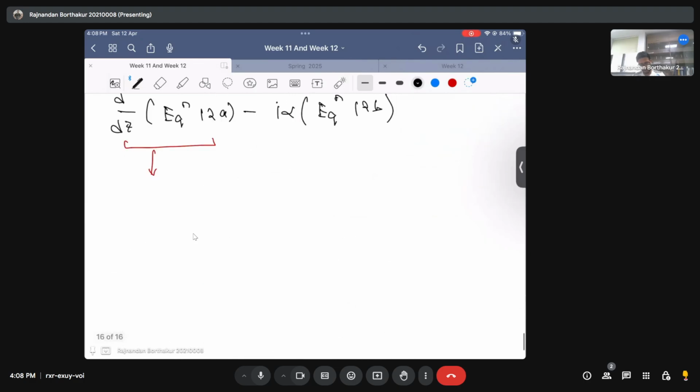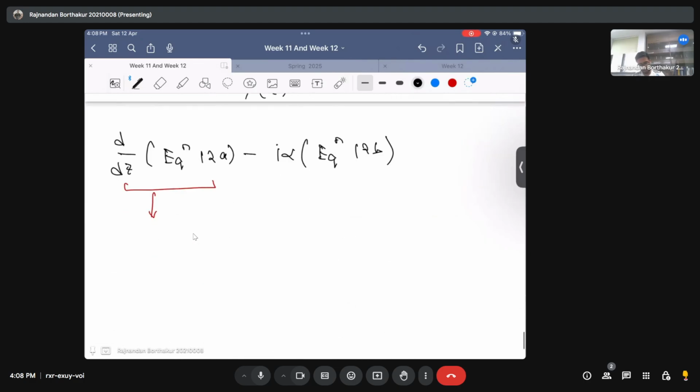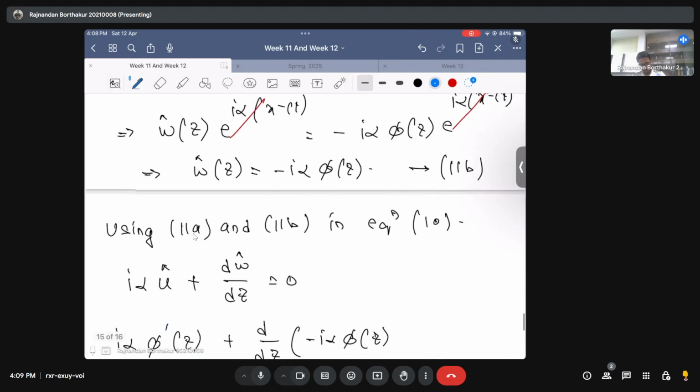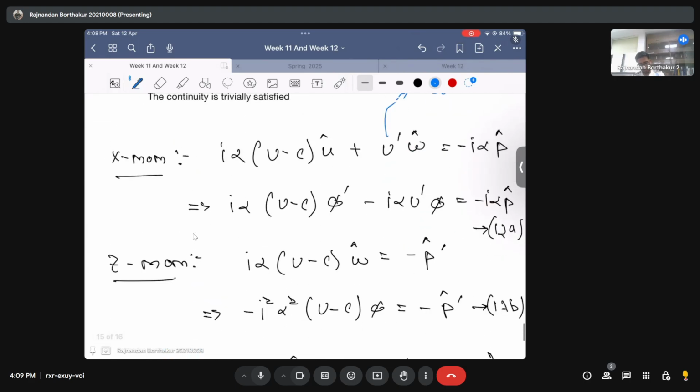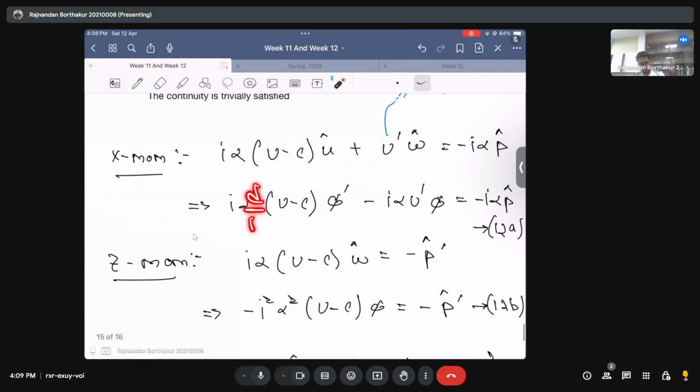If we just differentiate this, it will be i alpha times (u minus c), just use the product rule, phi double prime plus phi prime u prime. How do we get this? You need to differentiate. i alpha is not a function of z, so it just becomes d/dz of this prime. So differentiate these ones, keep this constant, differentiate the other ones, keep the other constant. I mean, keep the first term constant.